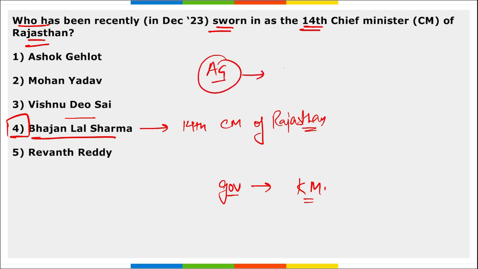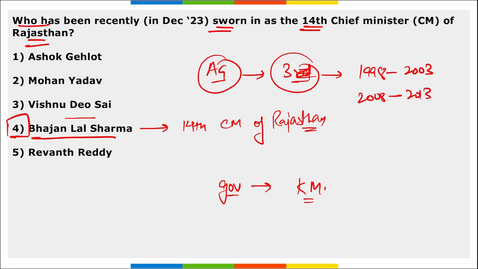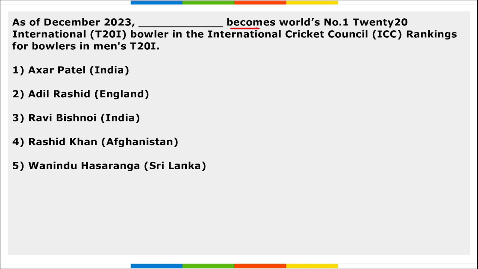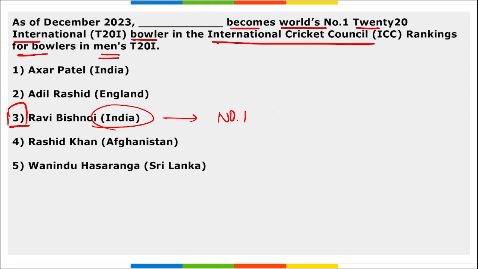Right? He served as the Chief Minister of Rajasthan for 3 terms. That is from 1998 till 2003, then from 2008 to 2013, and then from 2018 to 2023. Next. As of December 2023, who became the world's number 1 bowler in the ICC rankings for men's T20 international? Ravi Bishnoi, he is from India, and he became the world's number 1 bowler in the T20 international format. Correct? Mark this.